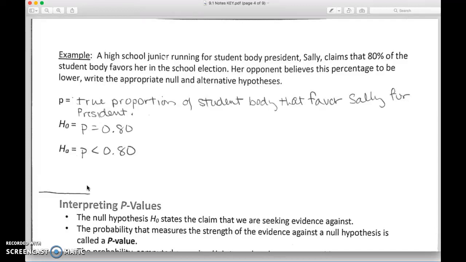We'll start tomorrow by answering any questions over the notes, and then we will move on from there and start talking about how to interpret p-values.